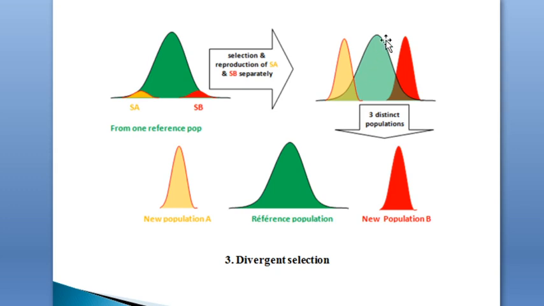Now, from an initial chicken population, a layer line and a broiler line are separately obtained.